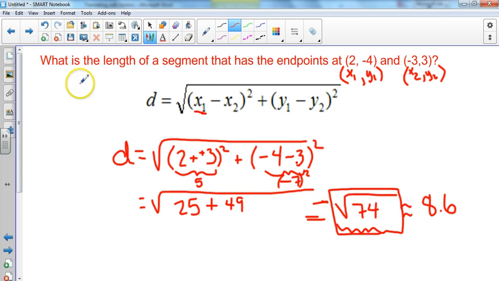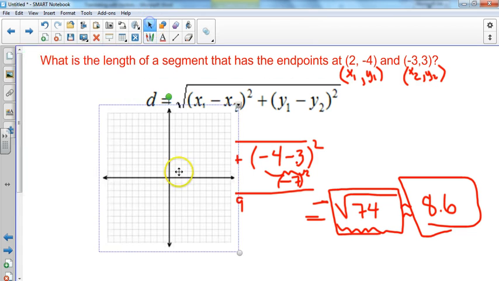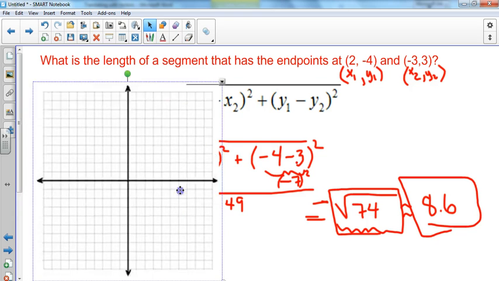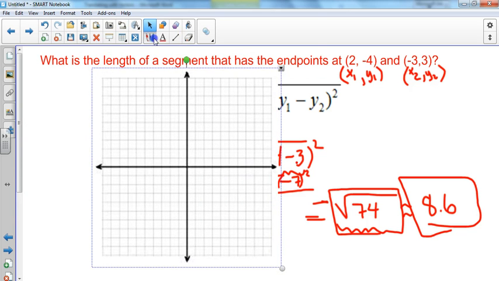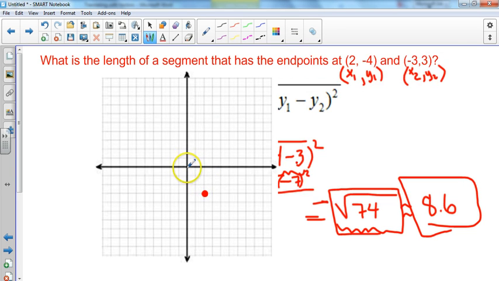Okay, let's just plot these points on a coordinate grid and see if 8.6 makes sense to us. Okay, so I'm going to grab a coordinate plane here and make this a little bigger. I'm going to put a point at (2, -4). So 2, go over 2, down 4. And then we have a point at -3. 1, 2, 3, and up 3. So there's our points. So therefore, we're finding the length of this segment.